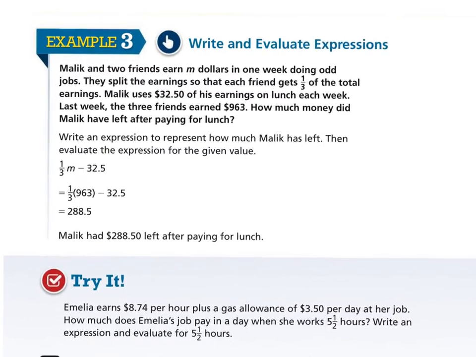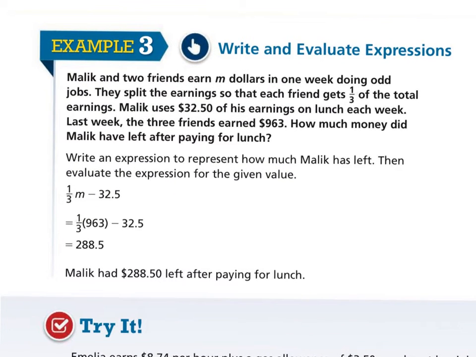Example 3, Malik and two friends earn M dollars in 1 week doing odd jobs. They split the earnings so that each friend gets 1/3 of the total earnings. Malik uses $33.50 of his earnings on lunch each week. Last week, the three friends earned $963. How much money did Malik have left after paying for lunch?